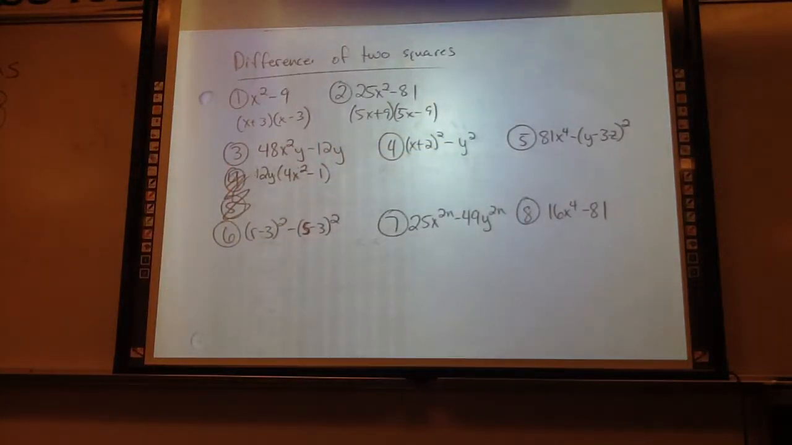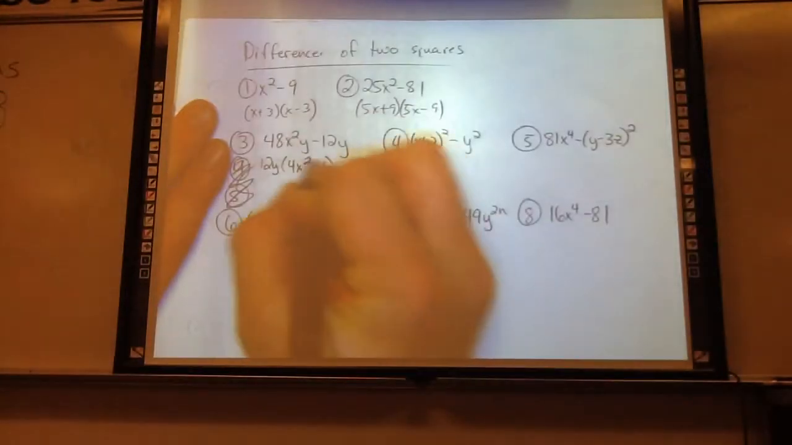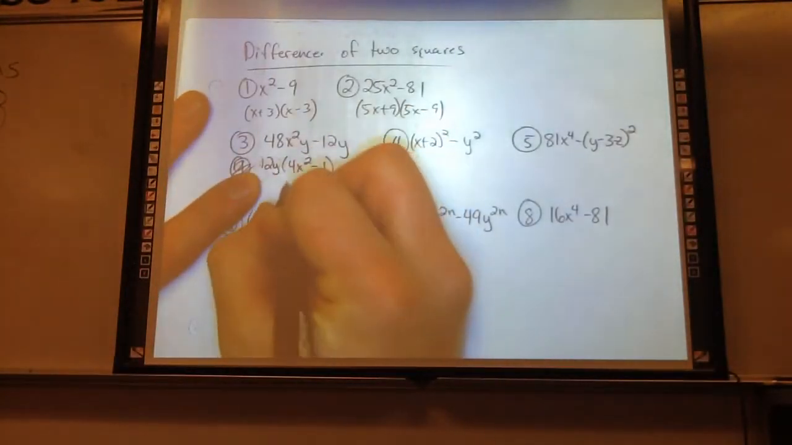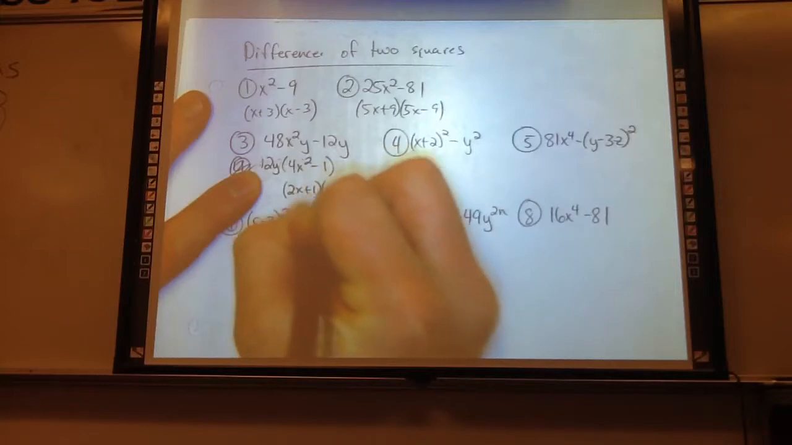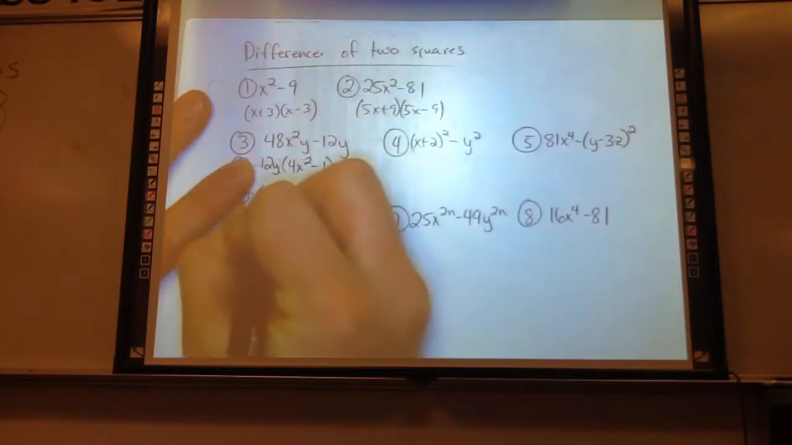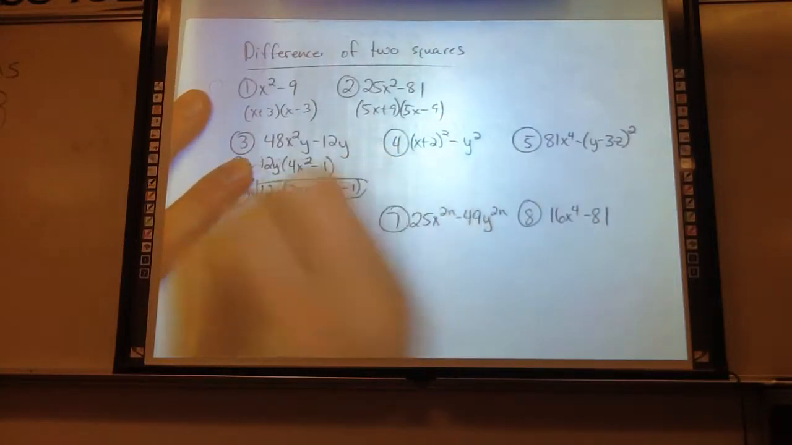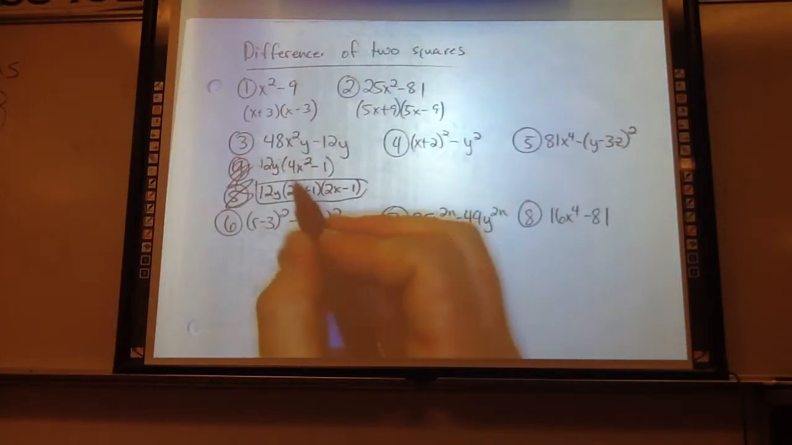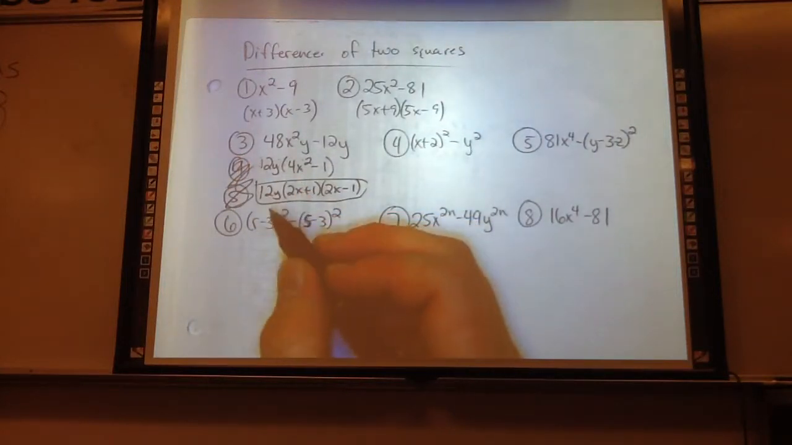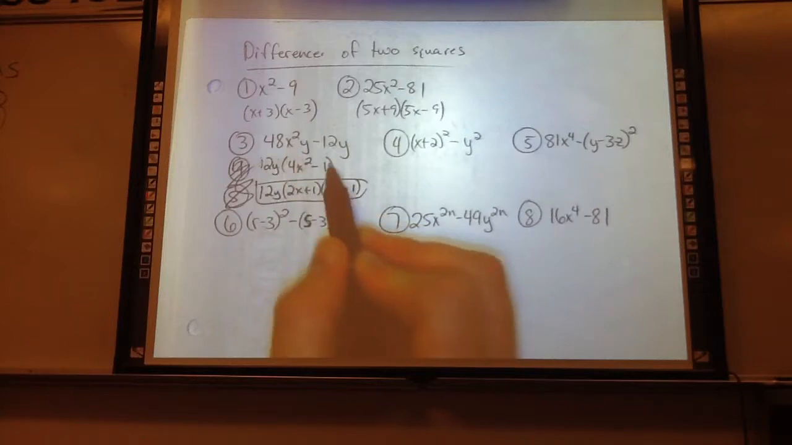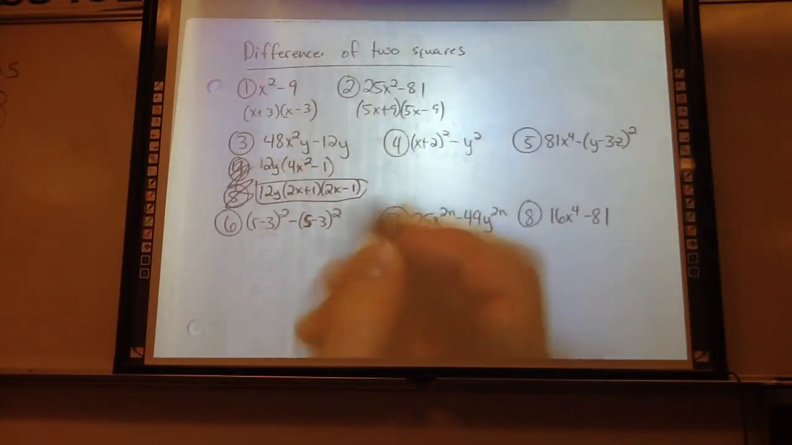Did you stop there? No. Yeah, so you're still wrong, because that's a difference of 2 squares right there. It's 2x plus 1, 2x minus 1. I realized yesterday I didn't explain that very well, but you guys know it, right? It's like the square root of each one. Put a plus, put a minus, done.